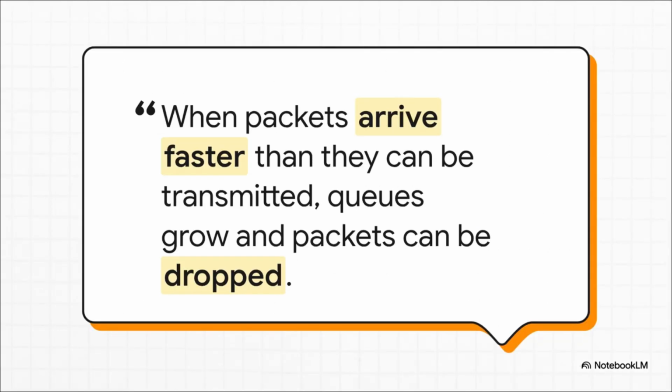And this really gets to the heart of the problem. When packets start showing up at a router faster than it can send them out, a line starts to form, a queue. And if that line gets too long, if the router's memory, its waiting room, gets totally full, well, sorry, but any new packets that arrive just get dropped. Poof, they're just gone. That's what we call packet loss.